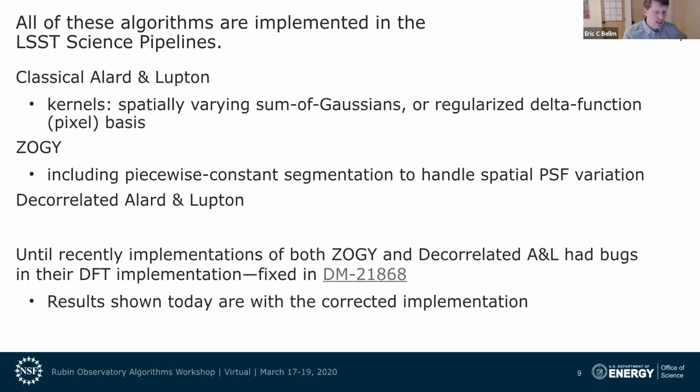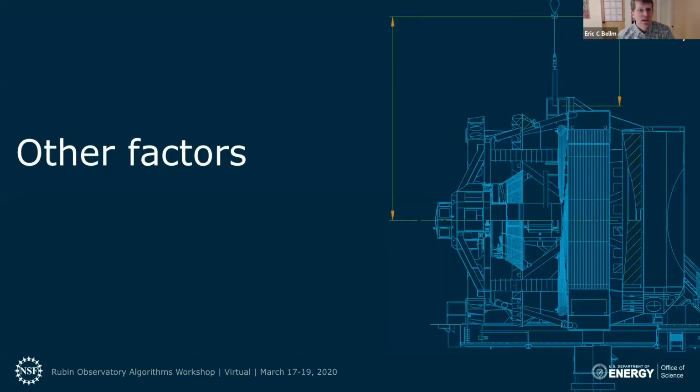I will say that until very recently, both of the ZOGY and decorrelated Alard Lupton implementations in the stack had bugs in their discrete Fourier transform implementations. We had identified that a few months ago, and the fix is in place, and so I'm showing results with that fixed, and it'll be on master relatively soon. So I want to acknowledge that.